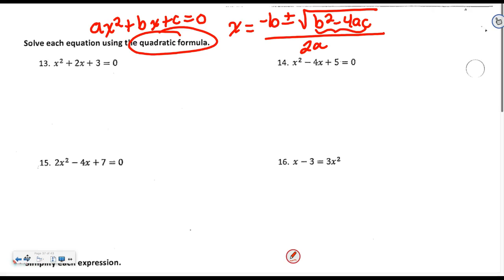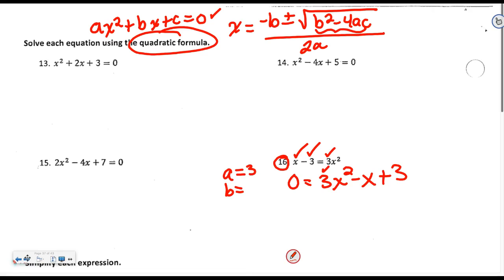Let's go do number 16. I need to have it equal to 0 first, and honestly, I like to have my a being positive, so I'm going to have my 0 over here. I'd have the 3x squared. To get rid of this x, I'd subtract it because it's positive. To get rid of this minus 3, I would add it. Then I'll identify my key players in my formula up here. My a is now positive 3. My b is what's in front of the x term. It's a -1. And my c is equal to positive 3 as well.